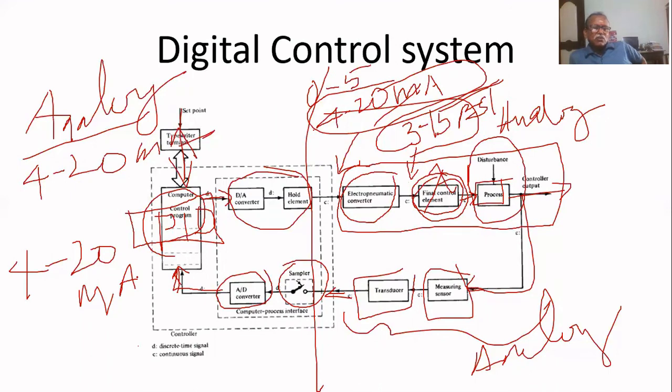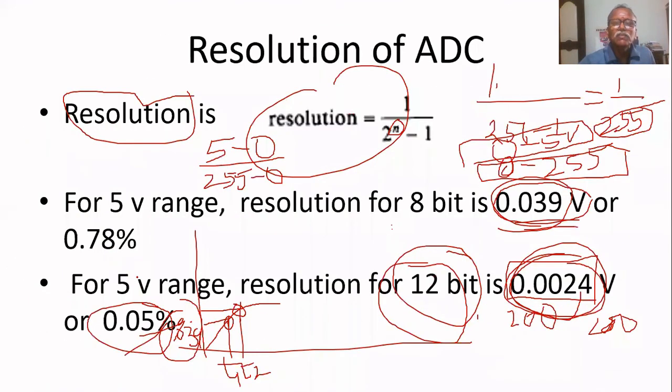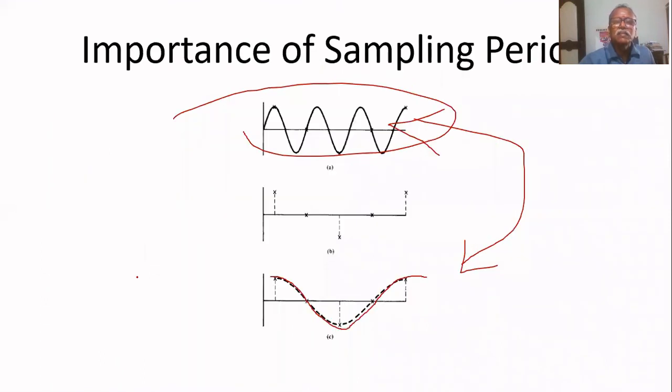So even though it is a digital controller, it appears like an analog controller because the sampling rate is very high. Whatever the time constant of the process, whether it is a thermal process with a very large time constant, or a flow process, the sampling is very fast. That's why it appears like a continuous signal. That is the reason.